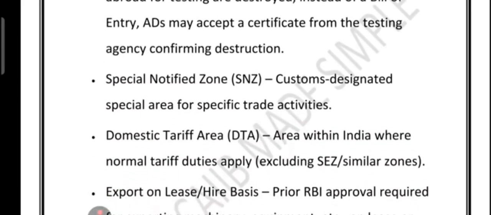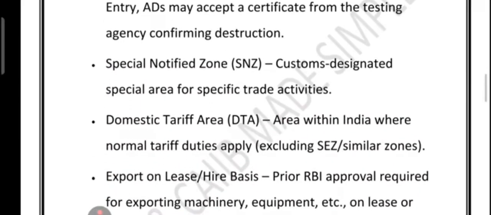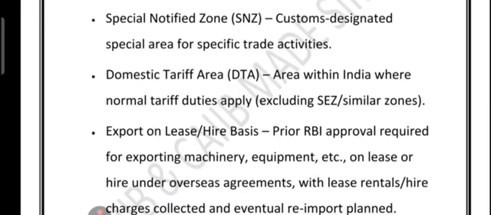Now there is something called a special notified zone, that is a custom designated area for a specific type of trade activity. There is something called DTA, or we call it domestic tariff area. It is simply the part of India where normal custom duty apply. It excludes places like a special economic zone.